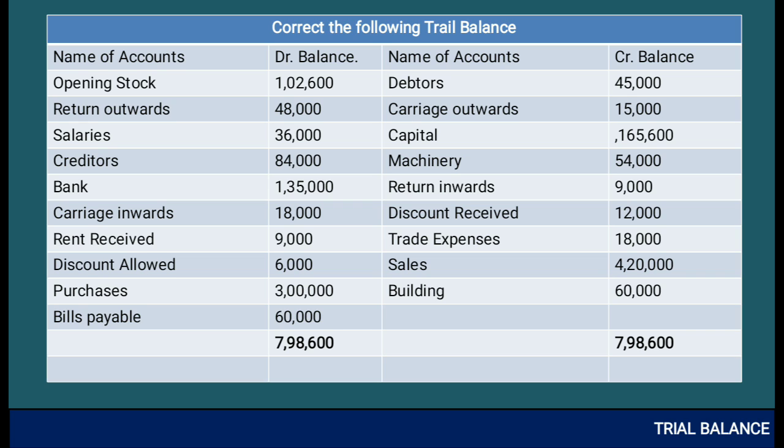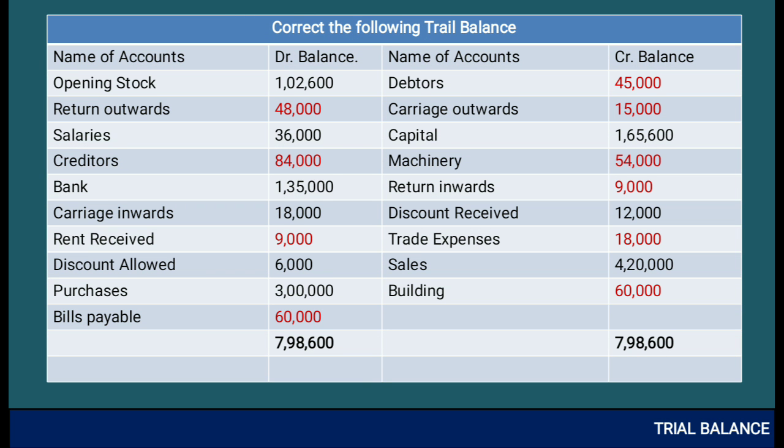Machinery, that is an asset, so we have to highlight it. Return inward, that is sales return, we have to highlight it. Discount received, correct. Trade expenses, highlight it. Sales, okay. Building, we have to highlight it. So after highlighting all the items we have discussed, we have to shift them.